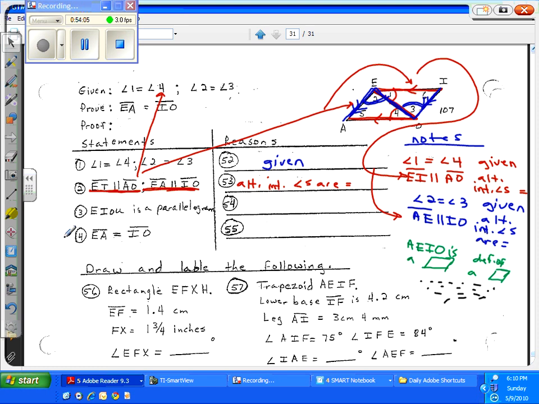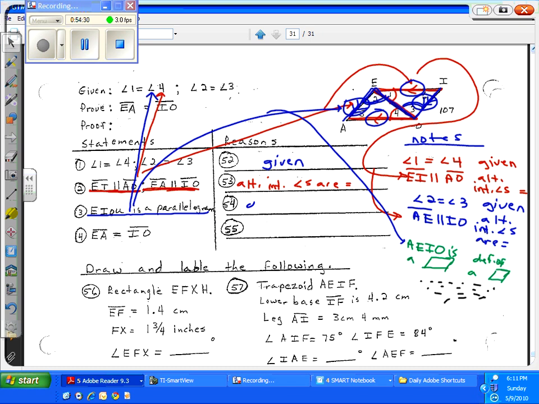And then the next statement, EIOA is a parallelogram. We look in the given and we don't see it. We go to the diagram. It doesn't say it is a parallelogram, but there it is in the note section. It's a parallelogram by definition. Now, we could have seen in the picture that we had both pairs of opposite sides parallel, and so there was a good possibility that we noticed that already, and we put the reason for it being a parallelogram in the note section.